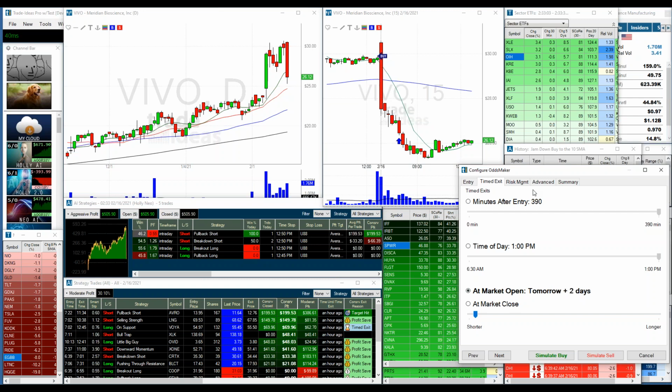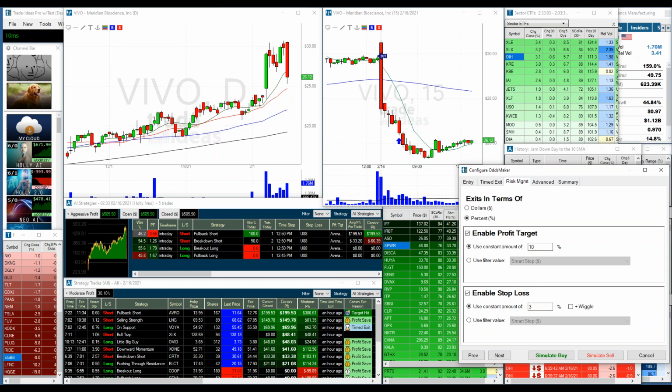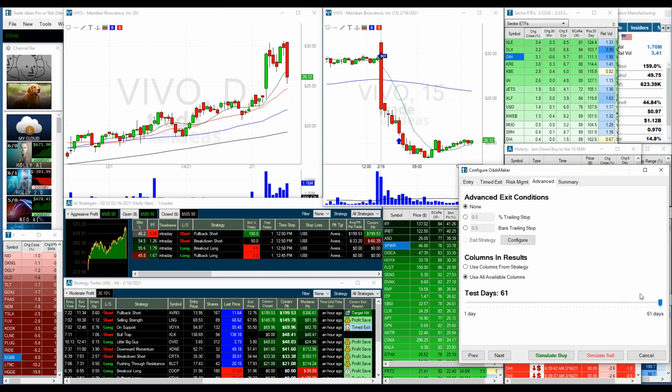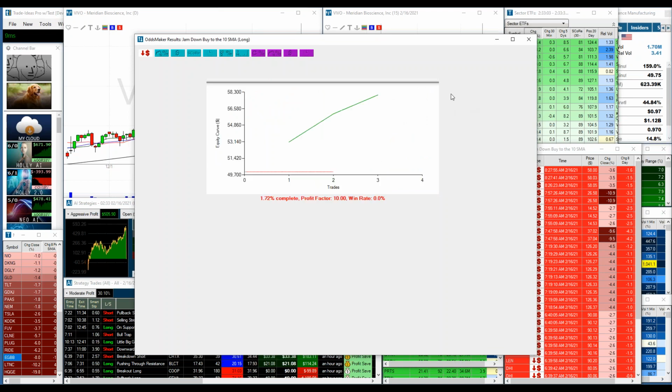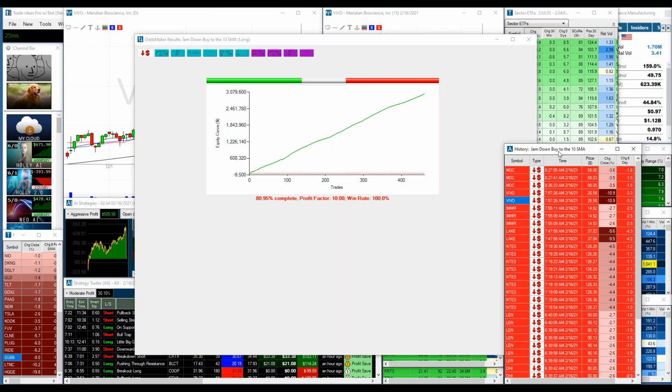I always like to sell at the open to try and get that gap. Risk management: risk 3% to try and make 10%. And then let's go ahead and scan the entire 61 days. I'll just click simulate buy and see what we get here. Well, I know what we're going to get because I already ran the scan, but it just kind of proves a point. The point is, when I looked at the history this morning, I thought, boy, this thing is just a real dog today. But it is what it is.